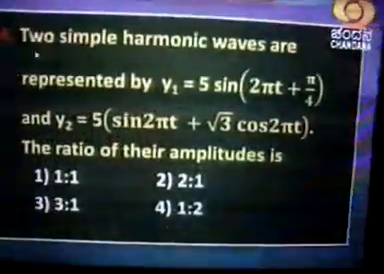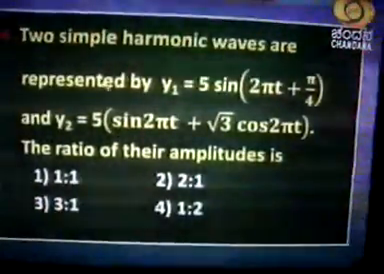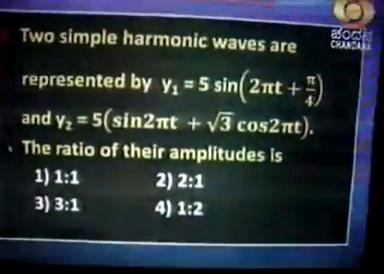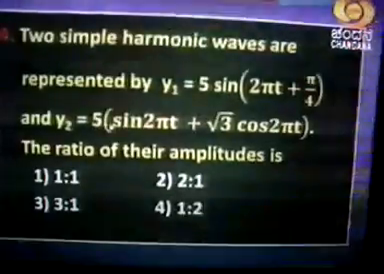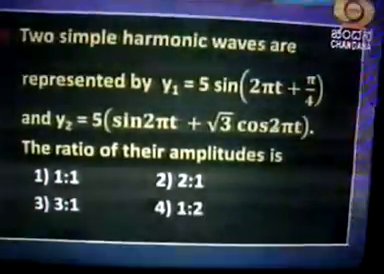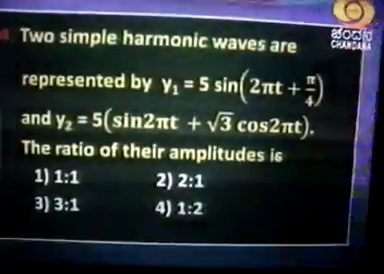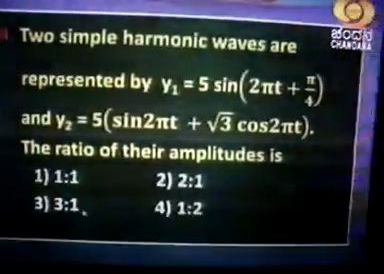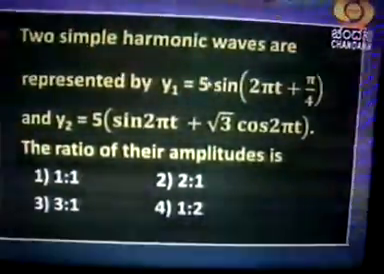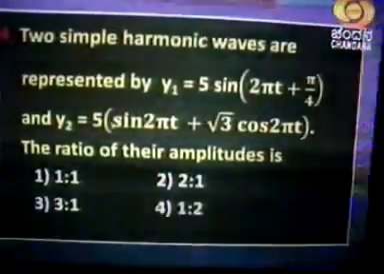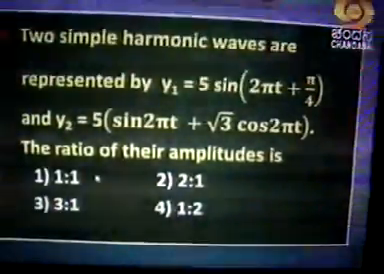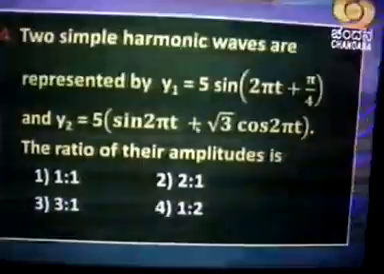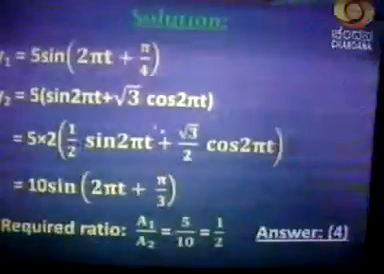Next, question 4. Two simple harmonic waves are represented by the equation y1 equal to 5 sine of (2 pi t plus pi by 4), and the second wave y2 equal to 5 sine 2 pi t plus root 3 cos 2 pi t. The ratio of their amplitude is: first option 1:1, second option 2:1, third option 3:1, and the fourth option 1:2. Here, just by observing, you may think that the ratio of amplitude is 5:5, that is 1:1. But it is wrong, because the second equation y2 is a sum of two functions, sine and cosine.